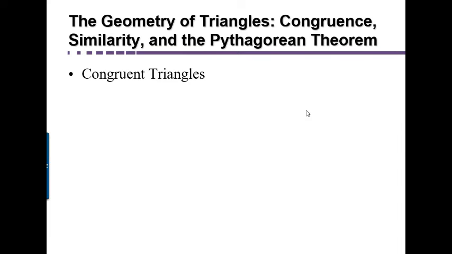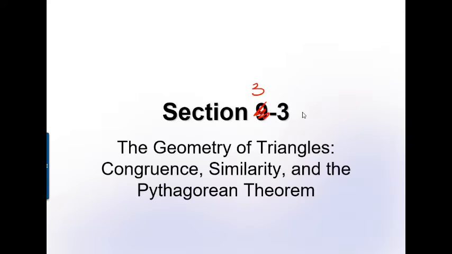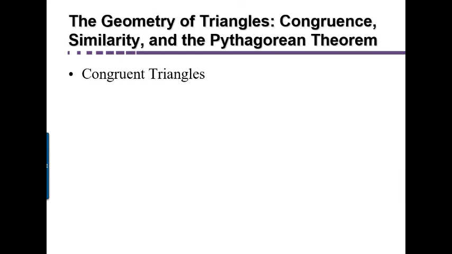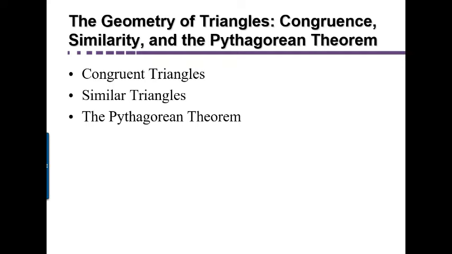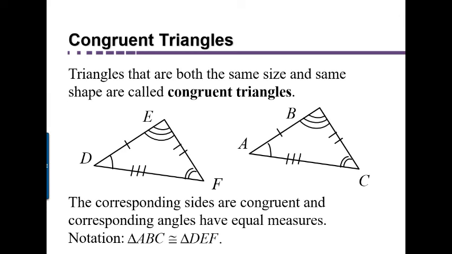Okay, and the two main categories that we're going to look at are congruent triangles and similar triangles. Congruent meaning they have the same size and shape, and similar meaning just the same shape. Both types of relationships help us to solve application problems. Another relationship that will only work for right triangles is the Pythagorean theorem, but that is very useful as well. All right, so first let's talk about congruent triangles.